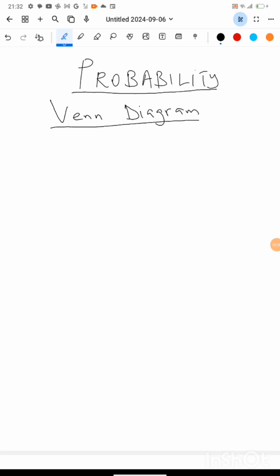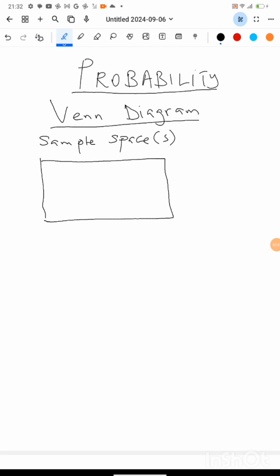on Venn diagram. So a Venn diagram consists of what we call a sample space, right? So what is a sample space? A sample space is basically the total number or total numbers we have available to use. And this sample space is represented by a square, right? So inside our sample space, we find what we call events.